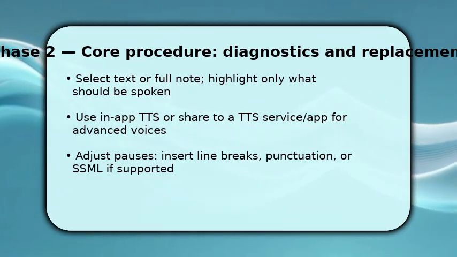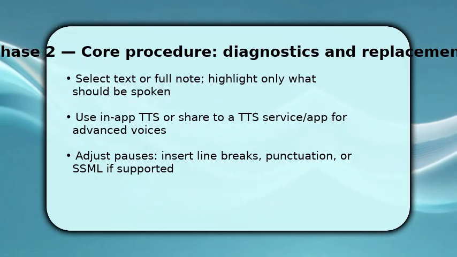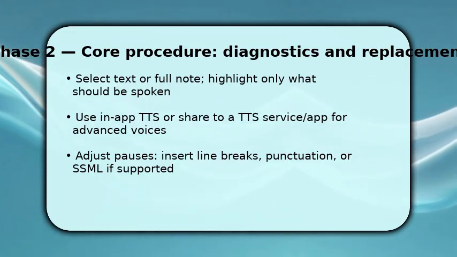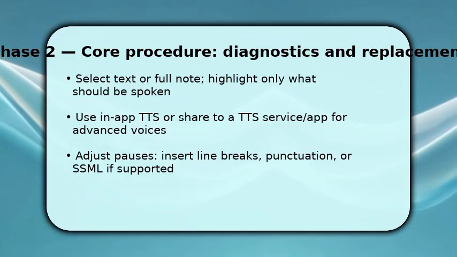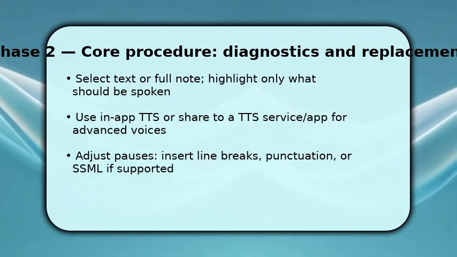Once you start playback, listen for unnatural joins and edit the text. Add line breaks or short sentences to create natural pauses. Repeat until the flow matches your intent.